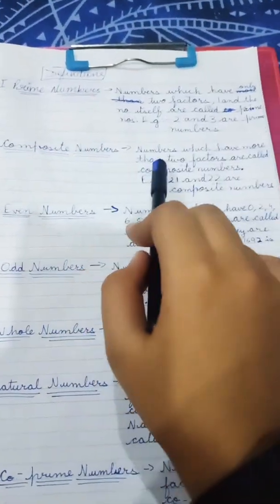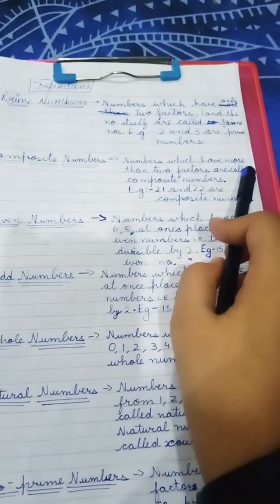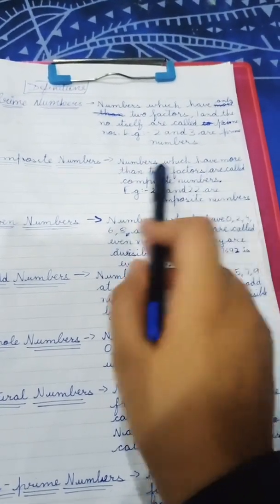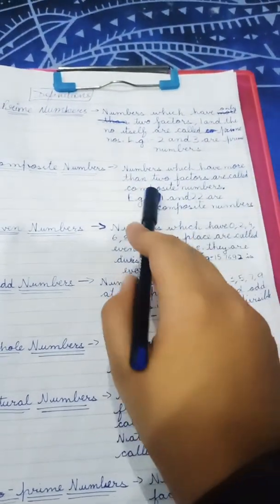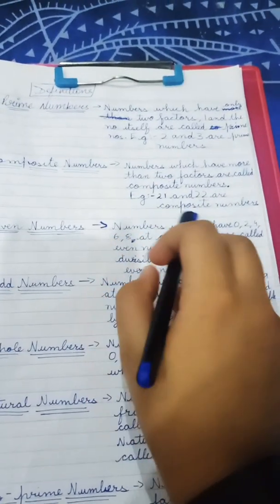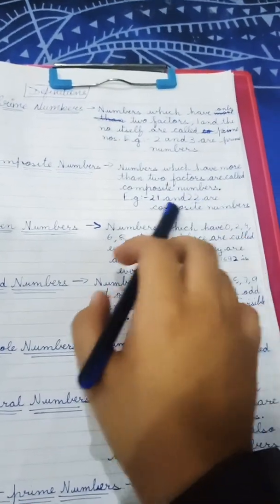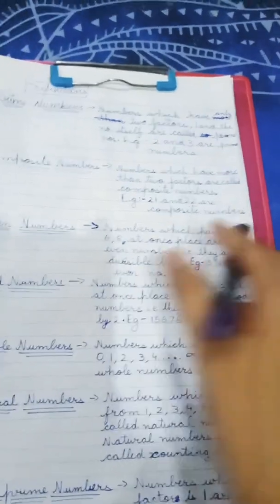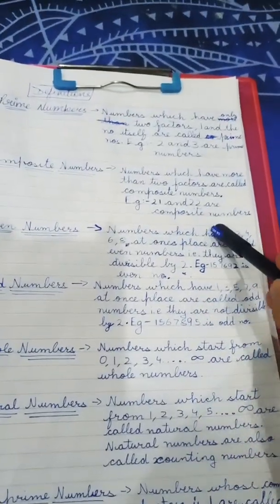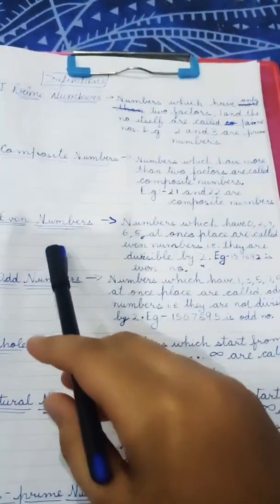Composite numbers. Numbers which have more than two factors are called composite numbers. Example, 21 and 22 are composite numbers. You can say 4 is also a composite number.